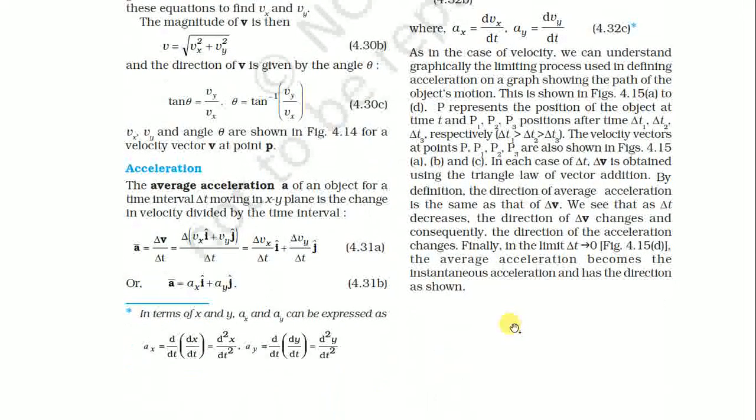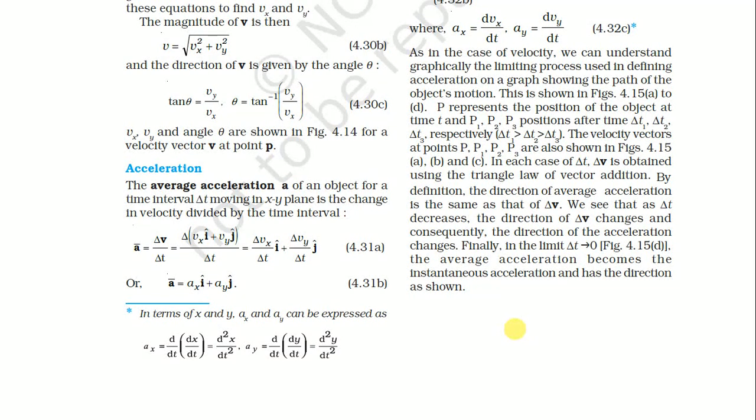So the positions after delta T1, delta T2 and delta T3 respectively, P1, P2 and P3, are also shown in the figure, A, B, C. In the case of delta T, delta V is obtained using the triangle law of vector addition. By definition, the direction of the average acceleration is the same as that of delta V.